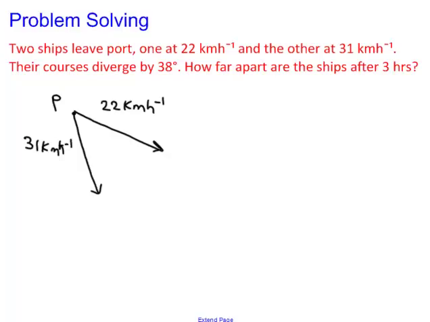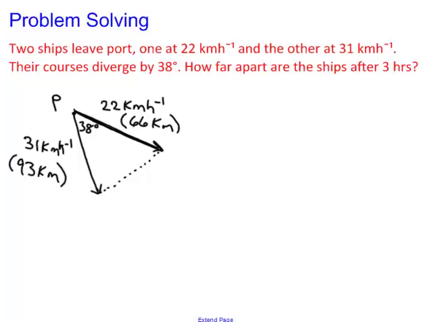And if we want to know how far apart they are after 3 hours, we really want to find that distance. And they also tell us this is 38 degrees. Now, after 3 hours, the first ship, traveling 22 kilometers per hour, has traveled 66 kilometers. The other ship, traveling at 31 kilometers per hour, after 3 hours has traveled 93 kilometers.